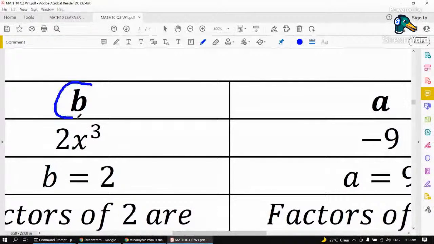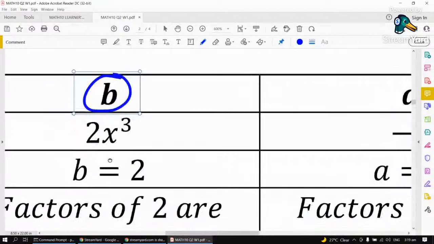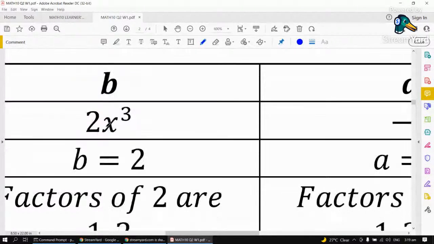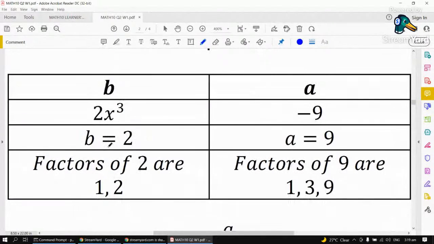B is the coefficient, yung number sa kaliwa ng number. So, ang number sa kaliwa is 2. Ang mga factors ng 2 is 1 and 2 lang. Wala nang iba. Okay, so ibig sabihin ng factors, ano yung mga numbers na pwede mag-divide sa 2. Yun ay walang iba kundi 1 and 2 din.